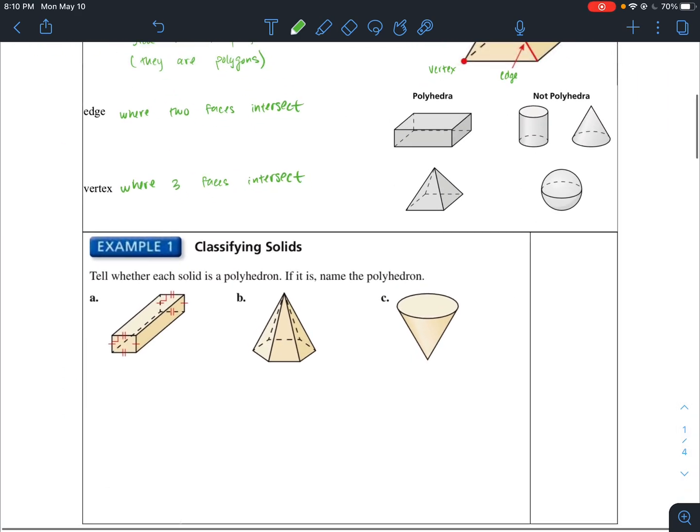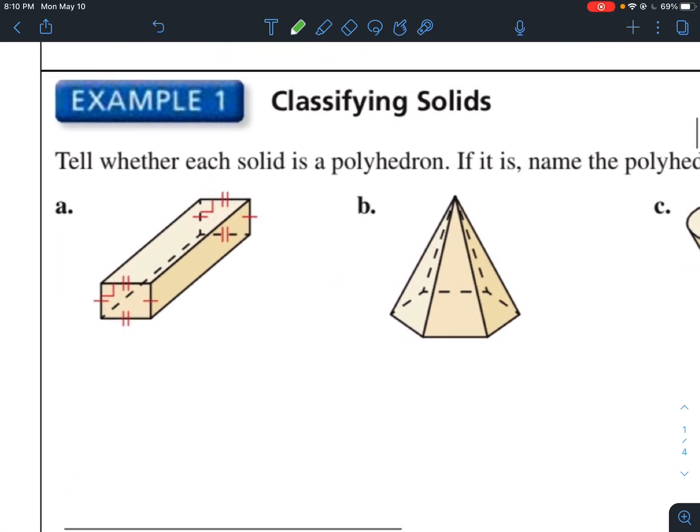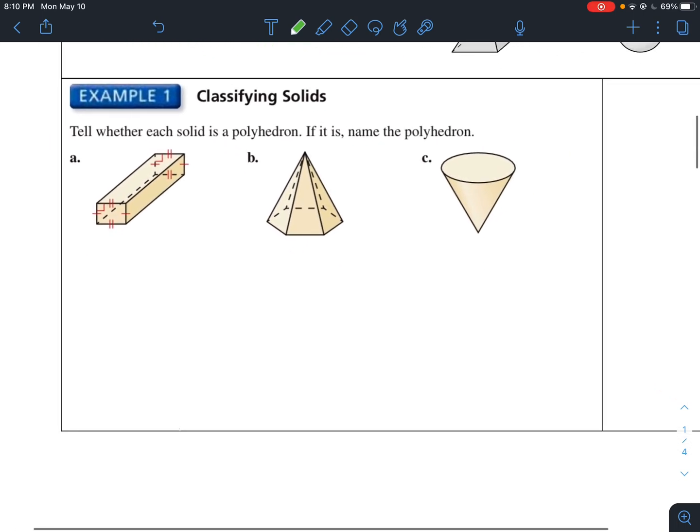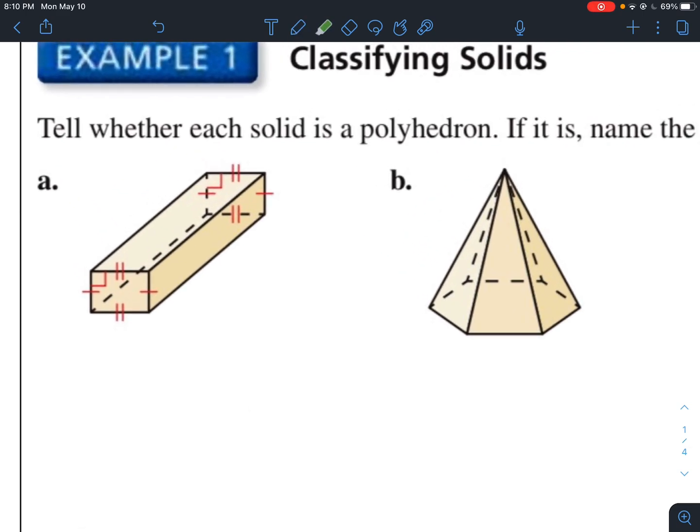Let's take a look at some examples to see how we can classify polyhedra. To name a prism or a pyramid, we use the shape of the base. For A, we have this solid, and first of all, is it a polyhedron? Yes, because every single face it has is indeed a polygon. It is bounded by polygons.